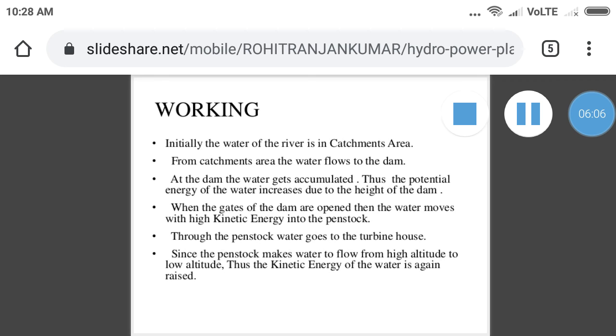Working. Initially, the water of the river is in the catchment area. From the catchment area, the water flows to the dam. At the dam, the water gets accumulated. Thus, the potential energy of the water increases due to the height of the dam. When the gates of the dam are opened, then the water moves with high kinetic energy into the penstock. Through the penstock, water goes to the turbine house. Since the penstock makes water flow from high altitude to low altitude, the kinetic energy of the water is again raised.